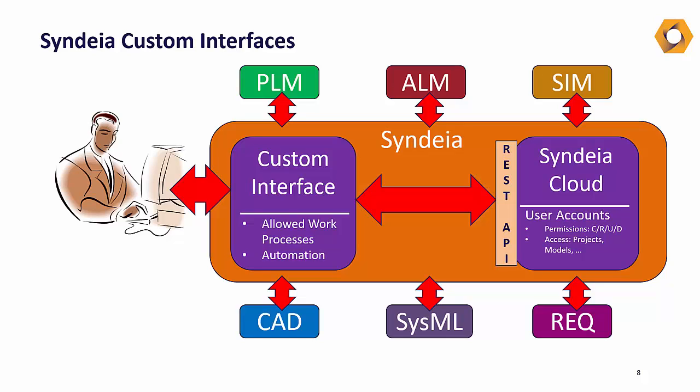For example, a custom user interface may allow the system engineer to update the SysML model from a CAD model, but not the reverse. The user interface can also automate certain tasks. For example, run a comparison across a specific set of connections every morning at 6 to alert an engineer to potential changes and conflicts at the start of each day.